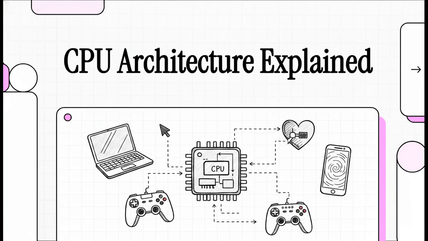Welcome to the Explainer. Today, we're putting the central processing unit under the microscope. Whether you're typing an email, swiping on your phone, or pushing your PC to the limits with a massive 3D game, there's this tiny, incredibly overworked chip making all the magic happen. It's the absolute heart of your device, and today, we're going to break down exactly how it ticks.